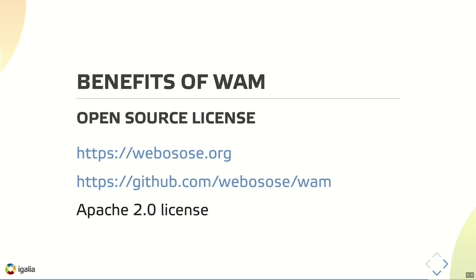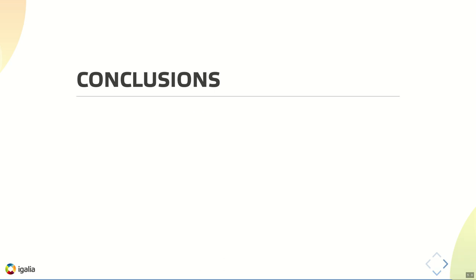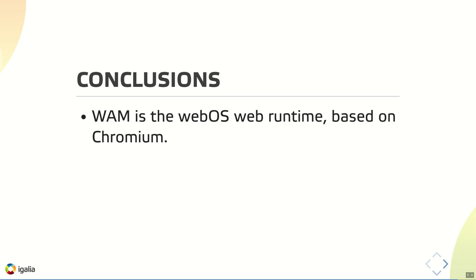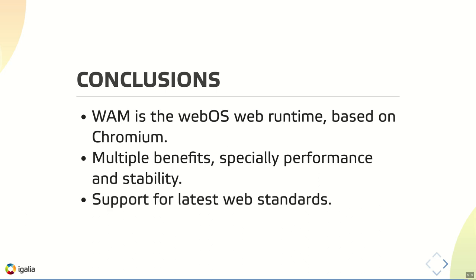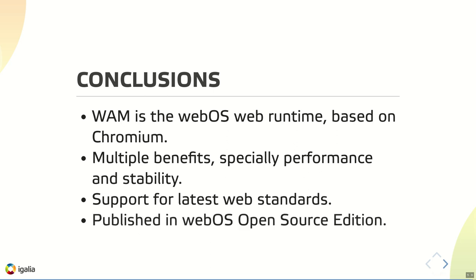So now I will just highlight some conclusions. First, WAM is the WebOS web runtime. It is based on the Chromium web engine. It provides multiple benefits to the platform, managing the web application lifecycle with focus on performance and stability. It provides support for the recent web standards, and it's available in GitHub, published with an Apache license.